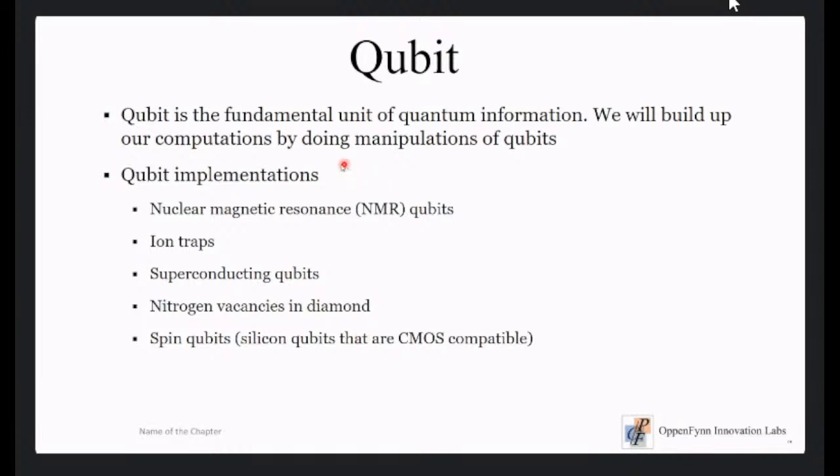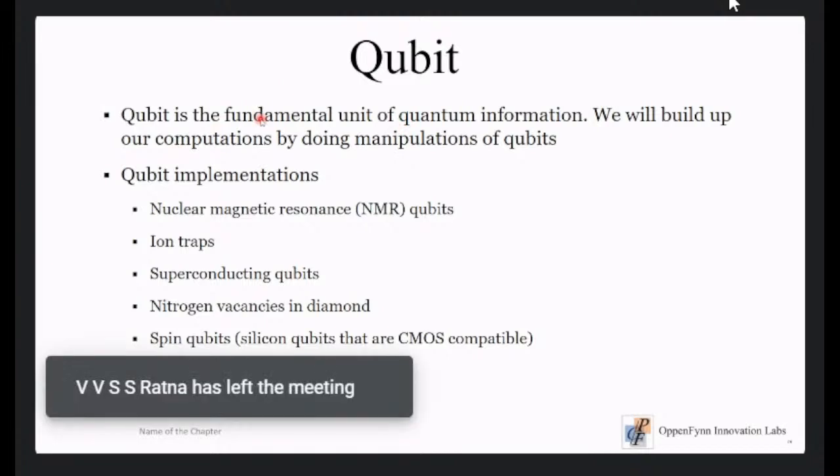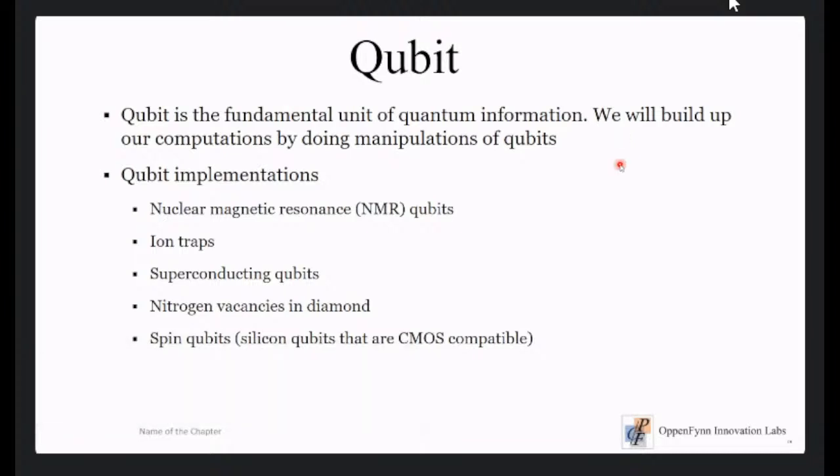Just like a bit is the fundamental unit for classical computing, a qubit is the fundamental unit of quantum information. All our computations are based on the manipulations of qubits. It's very similar to classical computing. When you go down to it, all classical computing is just manipulations of classical bits, and any computation is essentially changing 0 to 1 or 1 to 0 using logic gates. Similarly, any quantum computing is just manipulations of qubits using quantum gates.